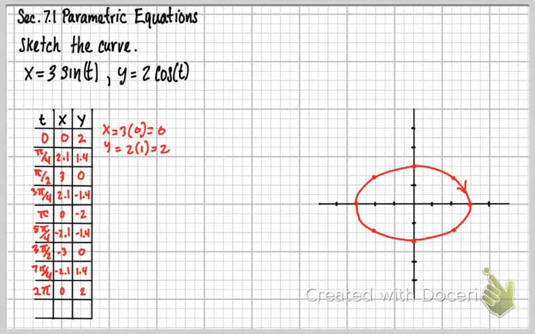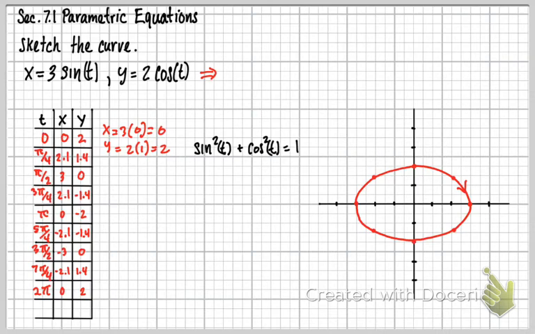Anytime we're thinking of something circular this way, the approach we want to take is using sine squared t plus cosine squared t is equal to 1. Anytime I'm dealing with something circular, this is what I'm thinking of, just this equation.